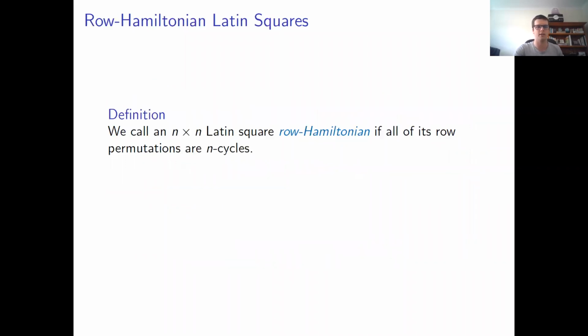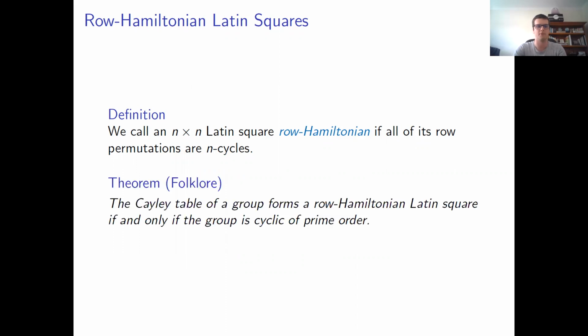And we call a Latin square row Hamiltonian if all of its row permutations are full cycle permutations. So we can construct a simple family of row Hamiltonian Latin squares using group theory. We know that the Cayley table of a group is a Latin square, and this theorem says that the Cayley table of a group forms a row Hamiltonian Latin square if and only if the group is cyclic of prime order. So the tables of cyclic groups of prime order give us a simple family of row Hamiltonian Latin squares.